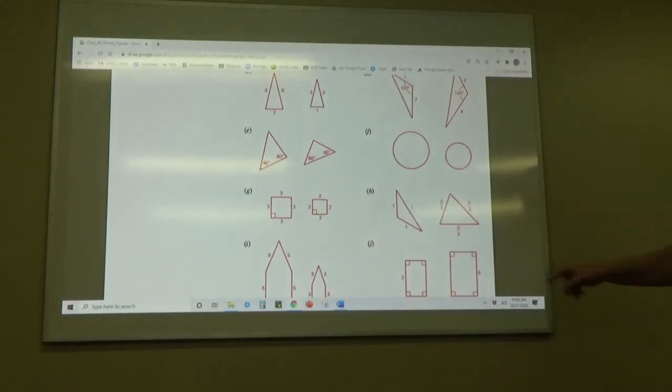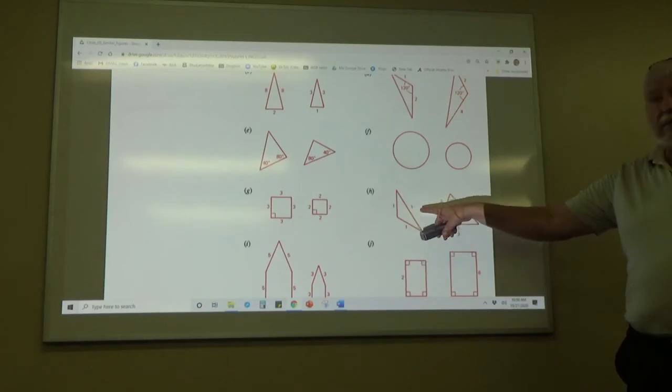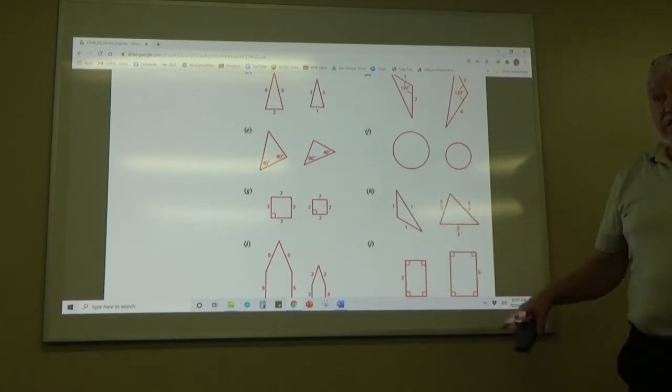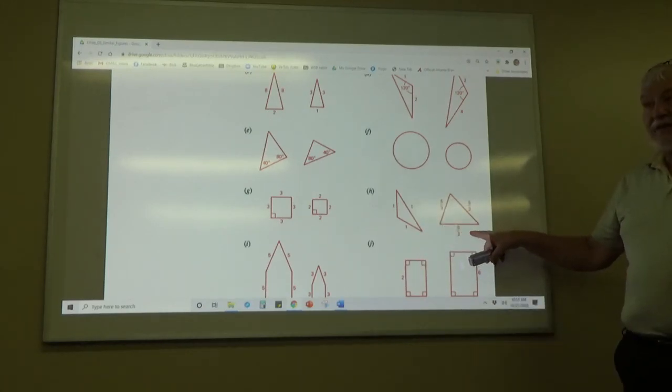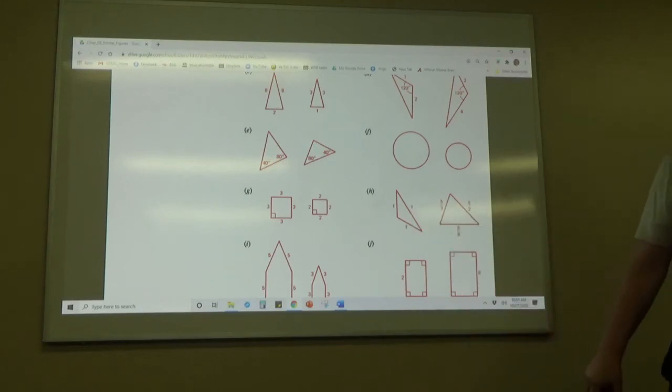All right, what about those? All right, now this is a trick. What kind of triangle is this? All right, wait a minute. No, look at it. It's equilateral. What about this? Equilateral. And in the equilateral triangle, all three angles are 60 degrees. So are those similar? Yes, although they're not drawn very well.